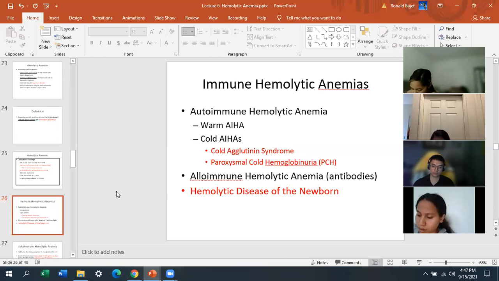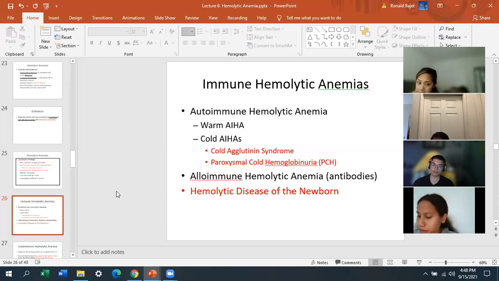Have you ever heard of these terms before? Autoimmune and alloimmune. Who has or has not? Mostly have not. How about autoimmune? Autoimmune, I have heard of it. That means you have antibodies to yourself. You pretty much know that, right?